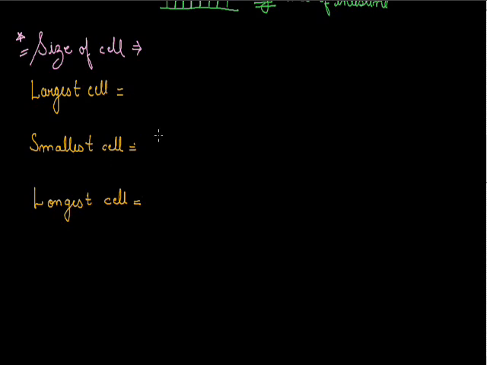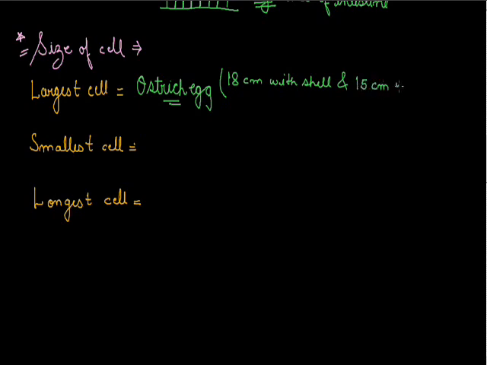But the largest cell in the complete world is the ostrich egg, and it is approximately 18 centimeters large with shell and 15 centimeters without shell.